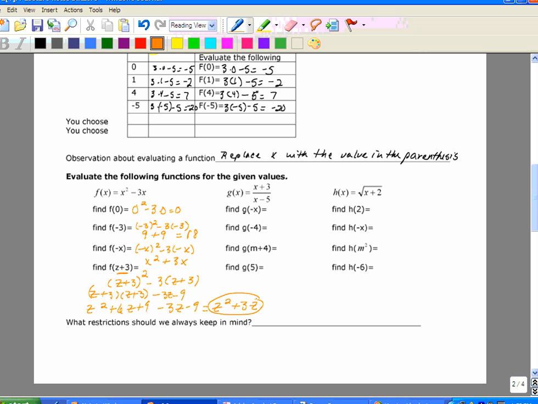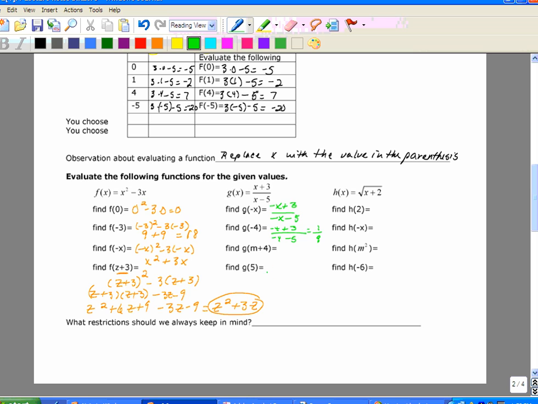Let's do some from the g and the h function. So let's go to g, and let's do g of negative x. So everywhere we have an x, we'll plug in a negative x. Actually, there's nothing else you can do with that. Just leave it as it stands. How about g of negative 4? Everywhere we have an x, we'll plug in a negative 4. Negative 4 plus 3, negative 4 minus 5. If we combine the numerator, we'll get negative 1, the denominator negative 9, so we end up with 1/9 as a simplified fraction. And let's check out g of 5.